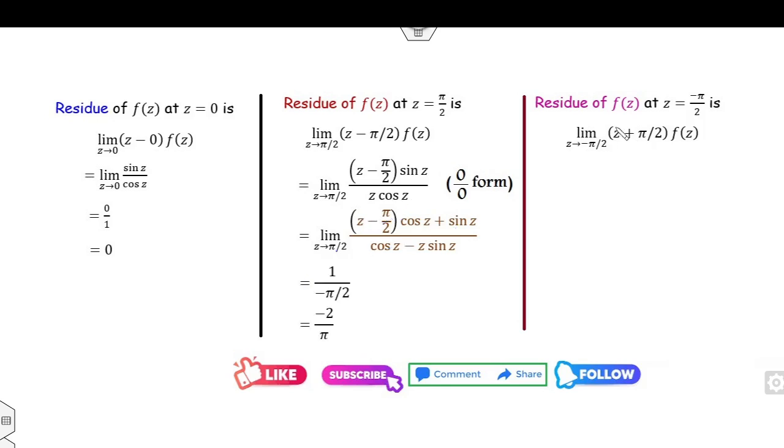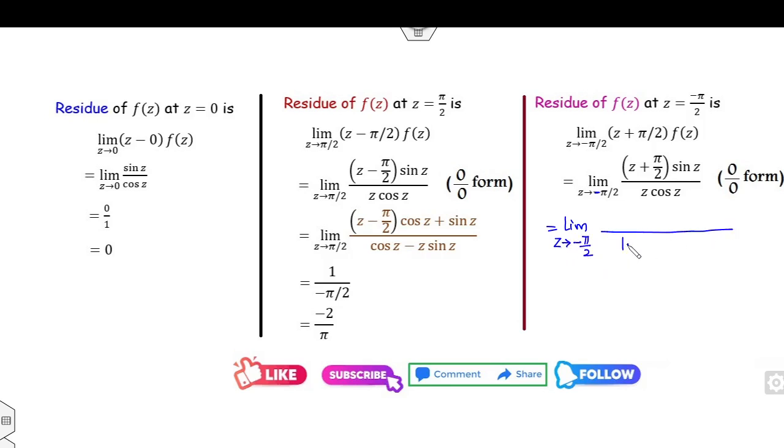Similarly, can you find the residue at this point? I can substitute the value of f(z), sin z over z, into cos z. Again, when you substitute z equal to minus pi by 2, this limit is again of 0 by 0 form. Now you can do the calculation.